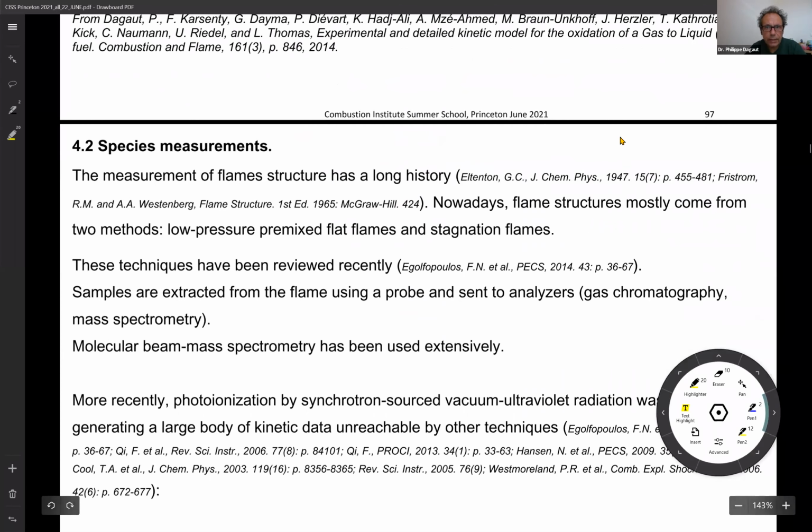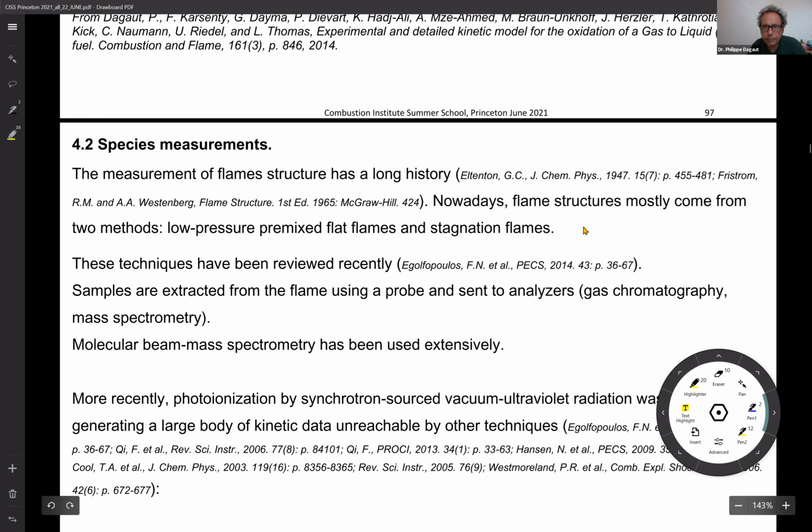Species measurements in flames go back to 1947. Nowadays, flame structures mostly come from two methods: low pressure premixed flat flames and stagnation flames. These techniques have been reviewed recently by Golfopoulos and co-workers in the paper that I mentioned already, 2014. So in these experiments, samples are extracted from the flame using a probe and sent to analyzers like gas chromatographs and mass spectrometers.